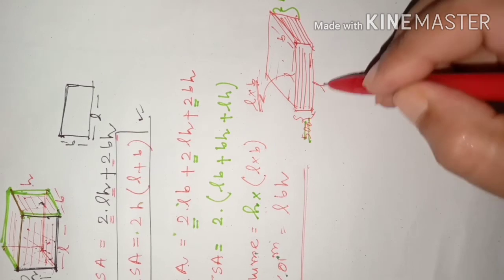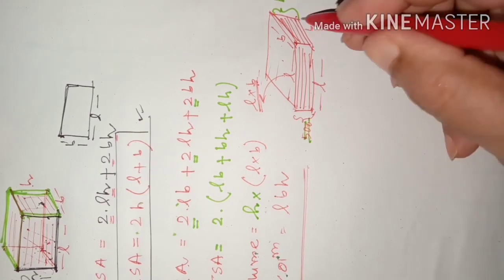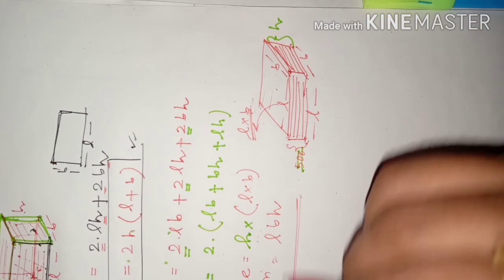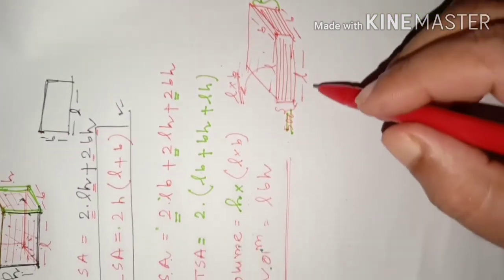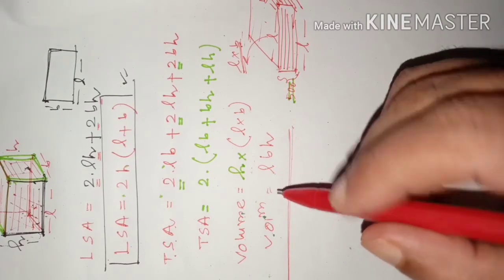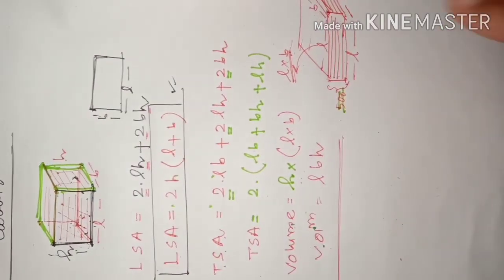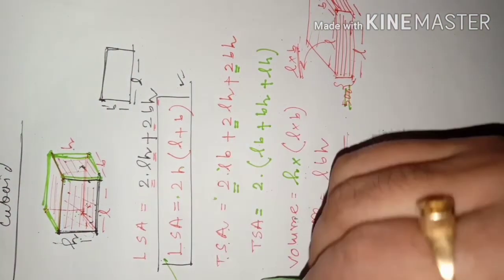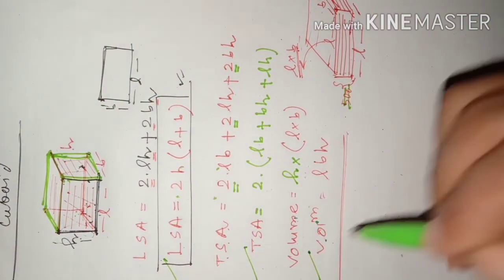This way it is length, this way it is breadth, and this way it is height. So if you multiply all these three numbers, you will get the space occupied by the object. Volume means what? Space occupied by an object. That is the volume. So now here we have learnt the three measures. One is LSA, one is TSA, one is volume of a cuboid.